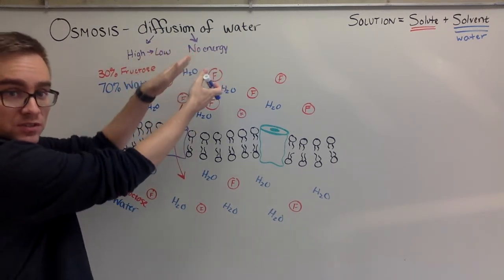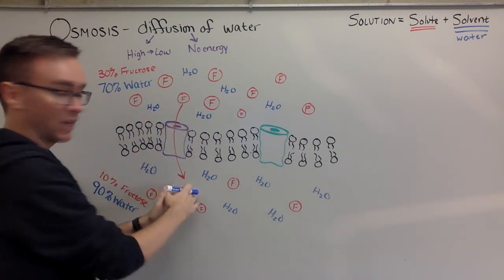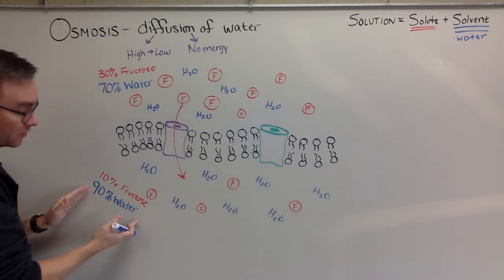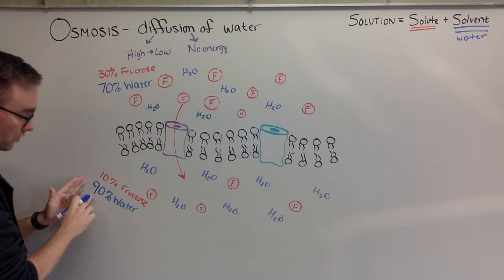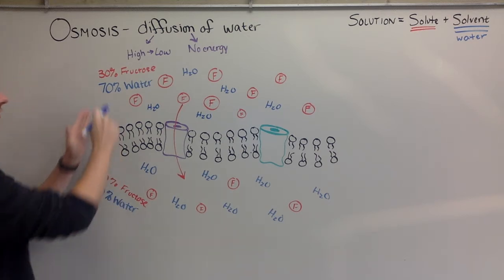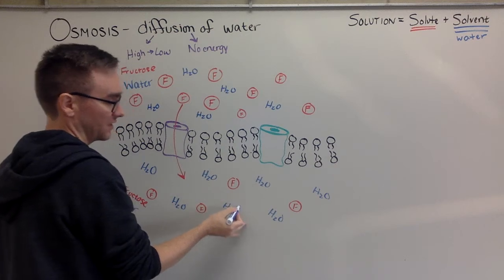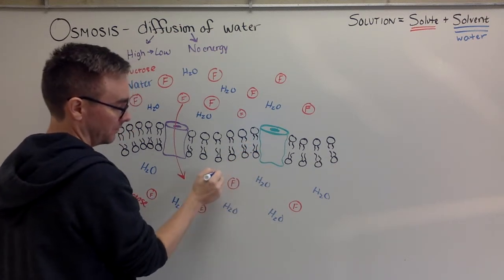So with osmosis, although the fructose through facilitated diffusion, the transport protein, is going from high to low concentration this way, the water is going to go from high to low concentration. It's going to go from 90% water to 70% water. That water is going to go from this side of the cell to the other side. But there's a problem.